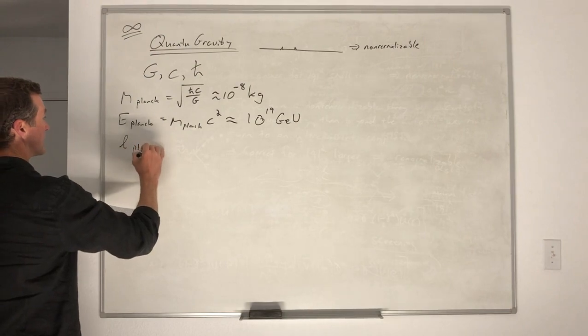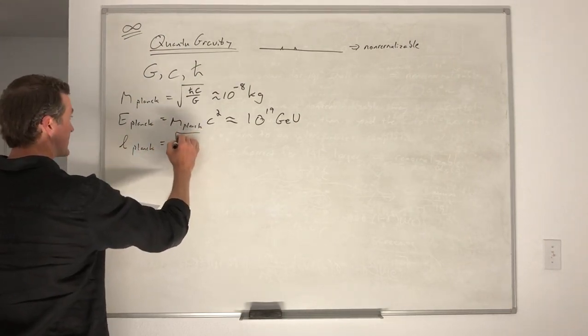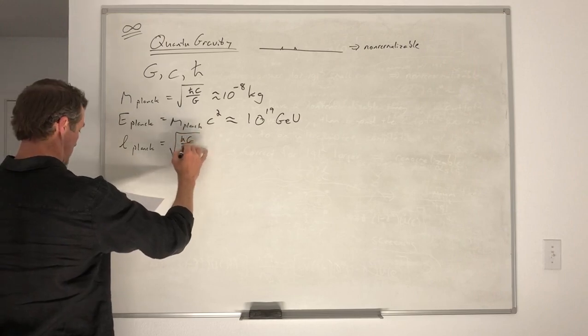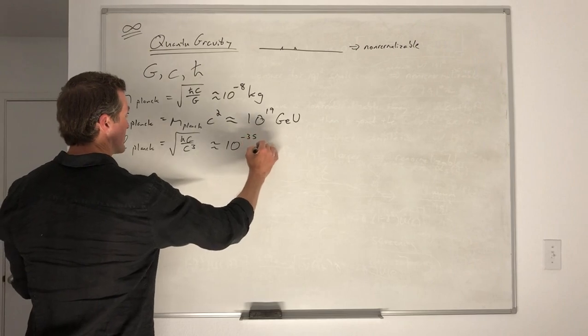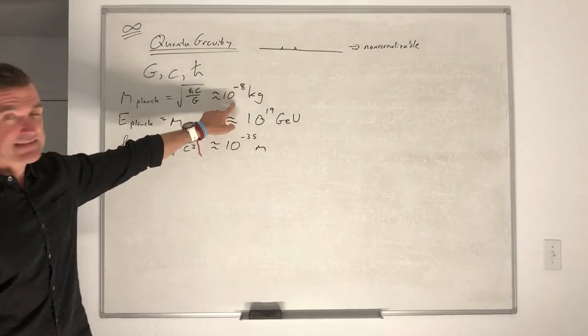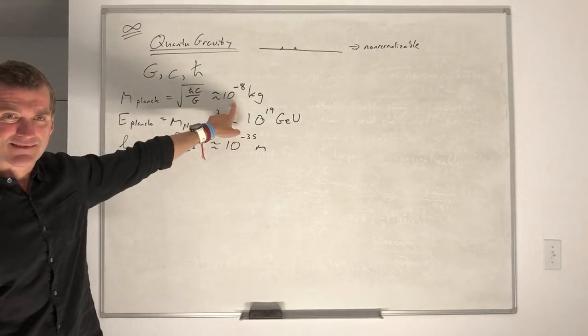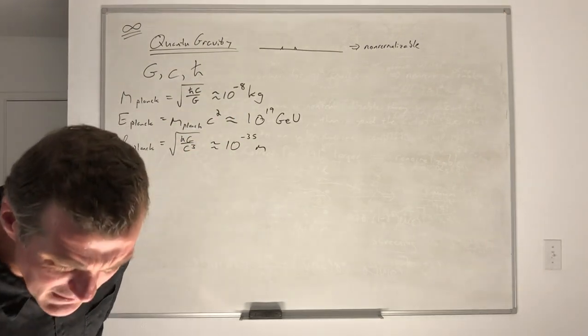And L Planck, which is root h bar G over c cubed, which is 10 to the minus 35 meters. Okay? That's not that big. 10 to the minus 8 kilograms. That's not that big at all.